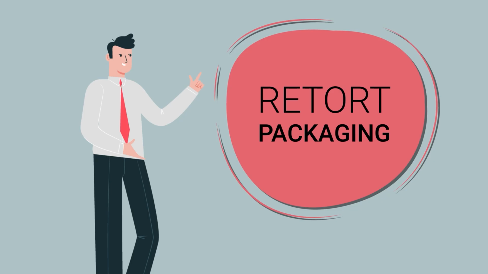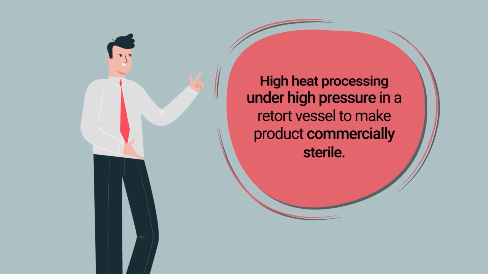You must have read about the retort processing of food. So you know what is retorting. This is the high heat processing under high pressure in a retort vessel to make the product commercially sterile. So what is meant by commercially sterile? That means we make the product free from any kind of live microorganisms which are of public health importance, and any kind of spore forming or toxin producing microbes, especially for example Clostridium botulinum. Then we can say that this is a commercially sterile product.